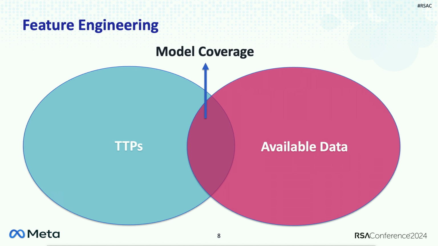And so after you've enumerated your TTPs, you have to take a look at your available data. And so there's almost always going to be some sort of data you're missing, or that the data you thought you were logging isn't actually what was being logged. And then the overlap between the TTPs and available data are what you can create your model on.